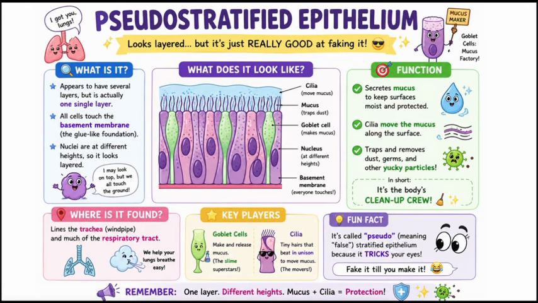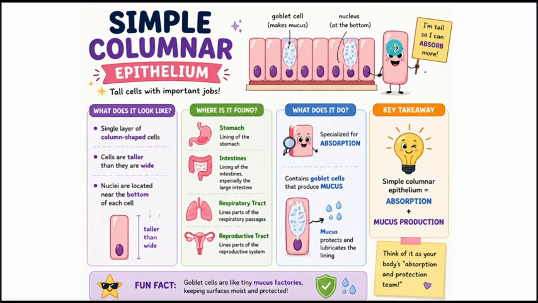Okay, so the simple columnar epithelium, these are tall and skinny. Look at that, tall and skinny ones.